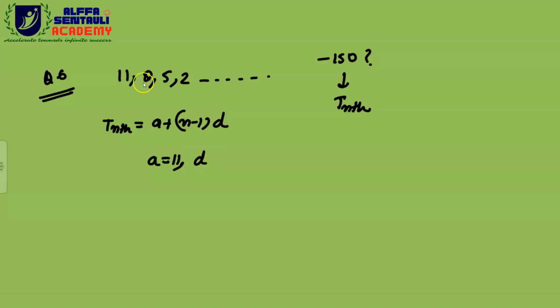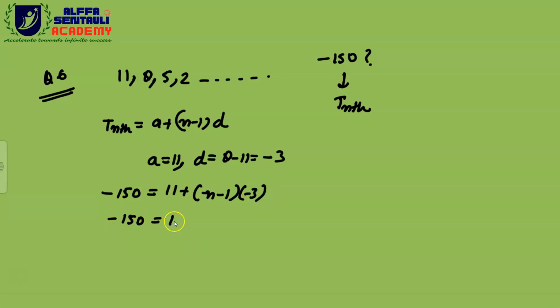D is what? 8 minus 11. How much? Minus 3. Correct? 5 minus 8 is also minus 3. So the common difference is constant, that is minus 3. So let us put this value of the nth term, that is minus 150, into the formula. Then A is 11. N we have to find out. Minus 1 into D, which is minus 3. Correct? So this is minus 150.